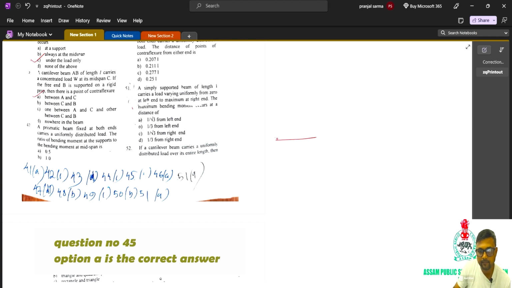Prismatic beam fixed at both ends, carrying a uniformly distributed load. The question asks for the ratio of the bending moment at the support to the bending moment at the midspan. So if you draw the bending moment diagram, what will be the value?